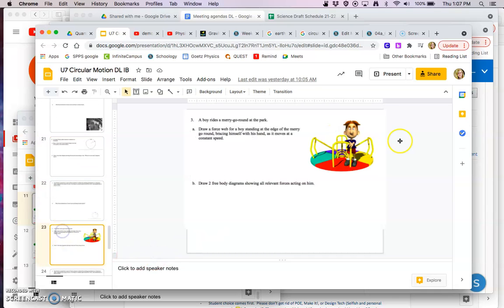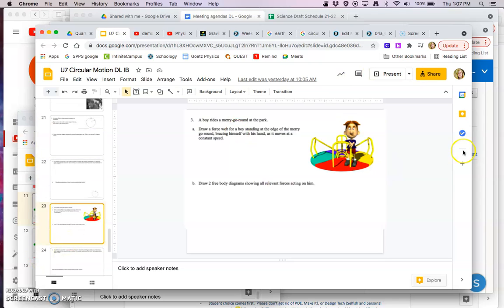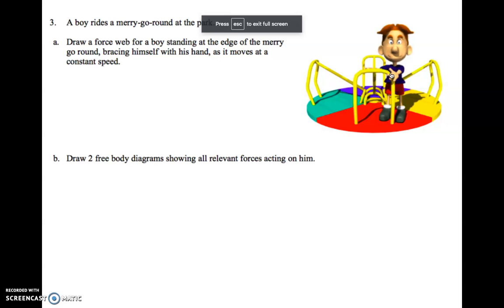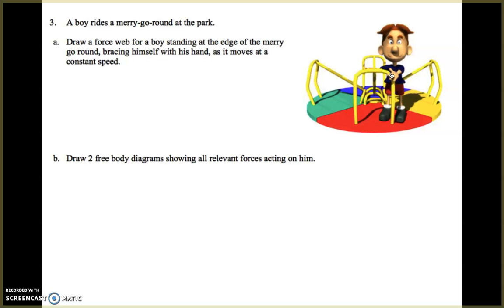So I thought you might find it helpful to have another problem that we go over, and look at this merry-go-round problem. And so we'll look at it right now and take some time to set it up. So if you don't need this video, you don't need to watch it. But if you're kind of stuck on this problem or you want a little review of how to set up a force web and then some free body diagrams, this is a great problem to listen to.